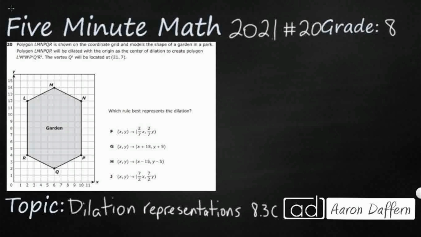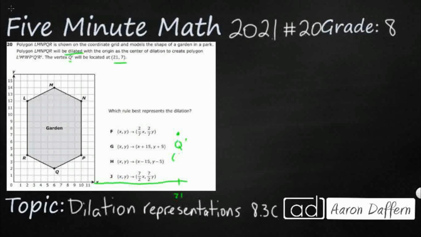So we've got this hexagon here, and it models the shape of a garden in a park. It's going to be dilated. Remember, when we dilate things, we are either going to grow it or shrink it with a scale factor. And vertex Q prime is going to be located at (21, 7). It's off our grid here, so if we extend this, maybe 21 is around here. So (21, 7) is going to be right there.